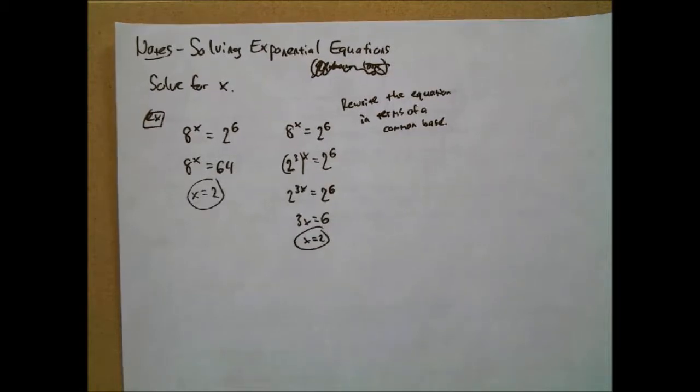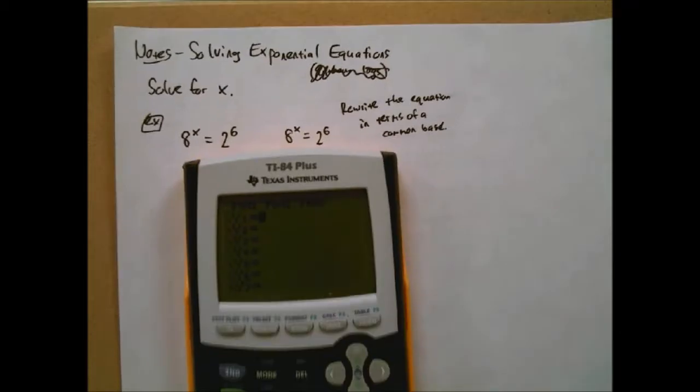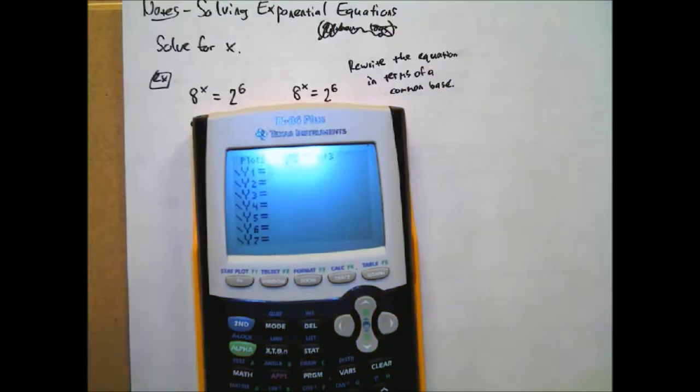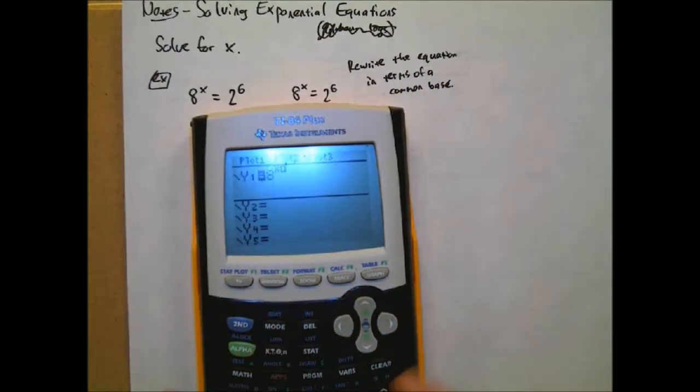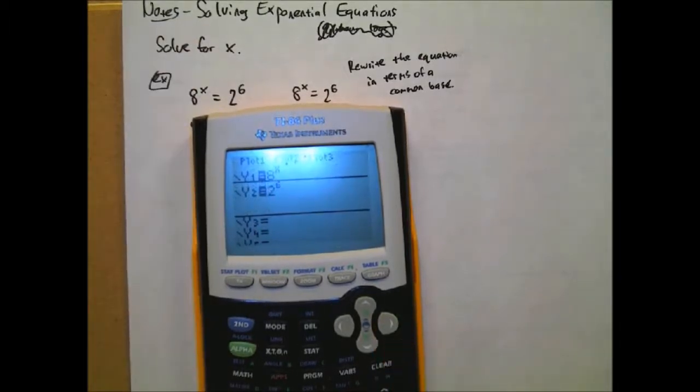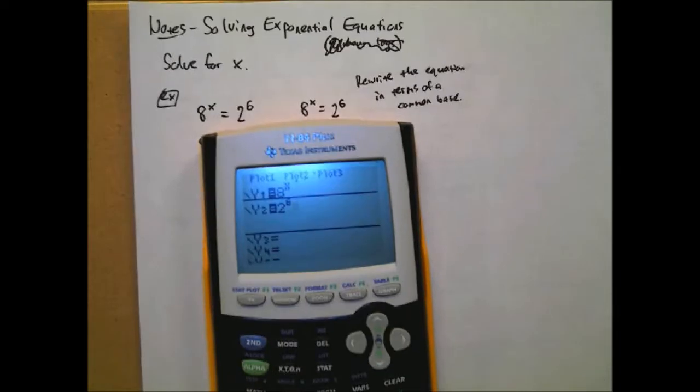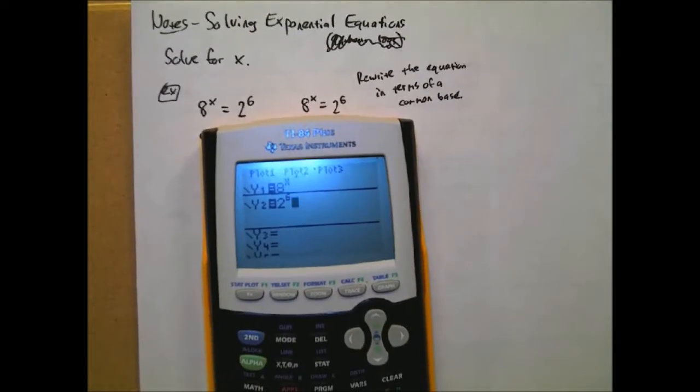And alternatively, anytime you have any kind of equation that you're trying to solve, if you're allowed to use your calculator, you can use your graphing calculator to do it. If you've never seen this done, we can just take 8 to the x and we can take 2 to the 6. So in other words, graph both sides of the equation. Graph the left-hand side as y1. Graph the right-hand side as y2. Okay, and we'll graph it here.